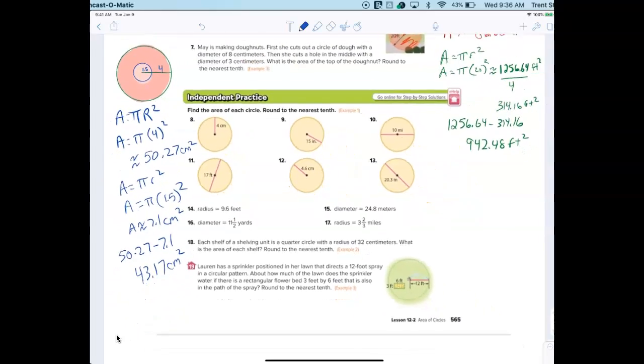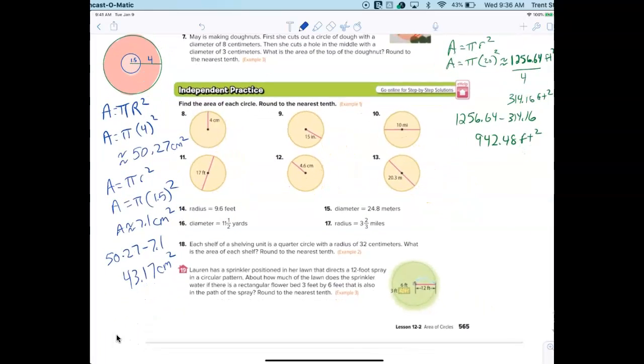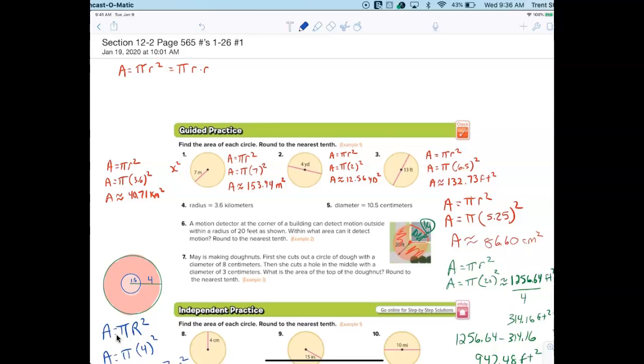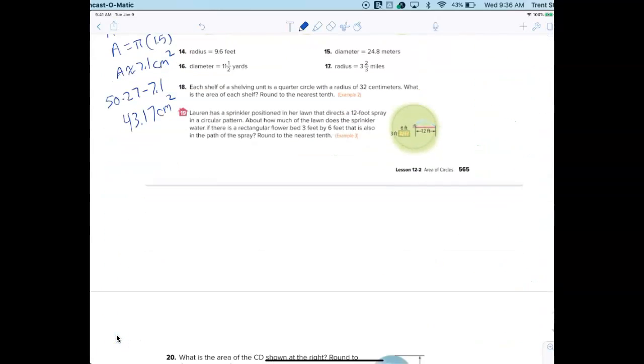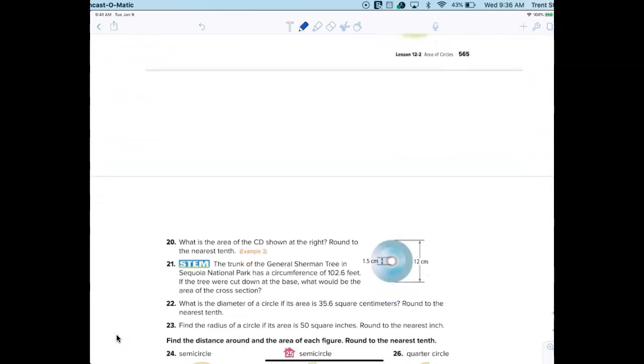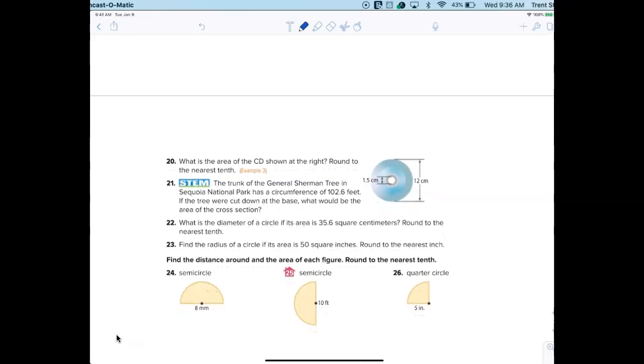All right, so now with the homework, what did I ask you to do? I want to see. 1 to 26. Yeah, I know, but I'm trying to see if there's anything hard. Find the area. We did 20.